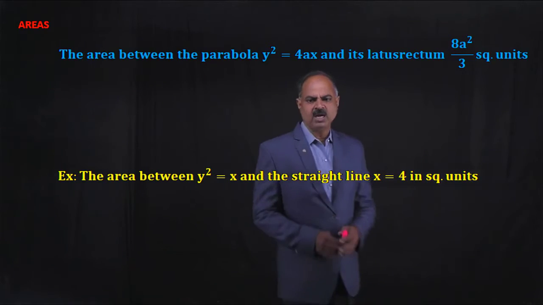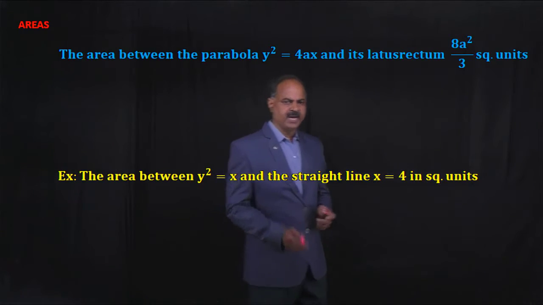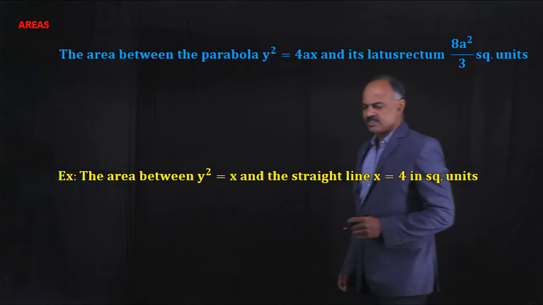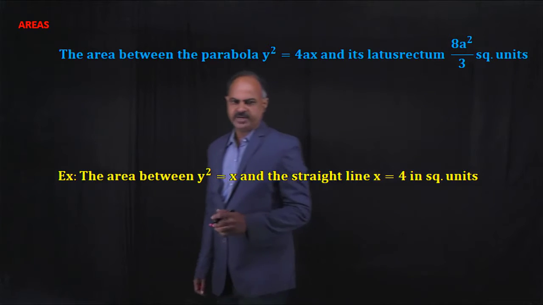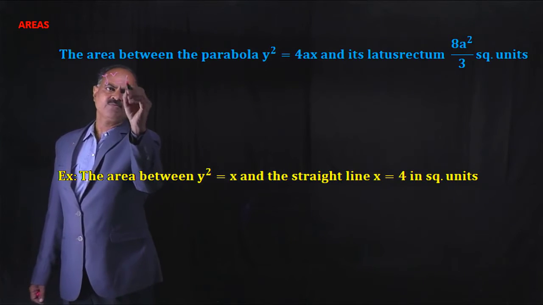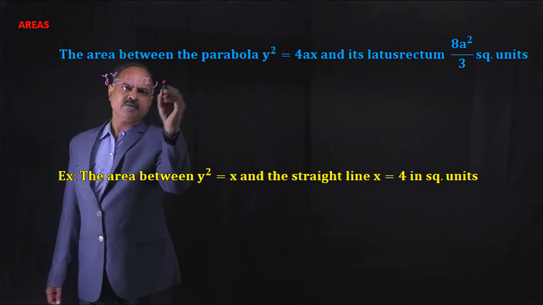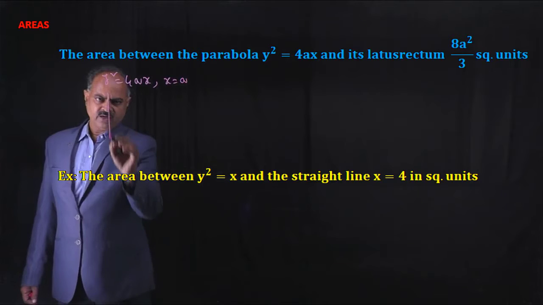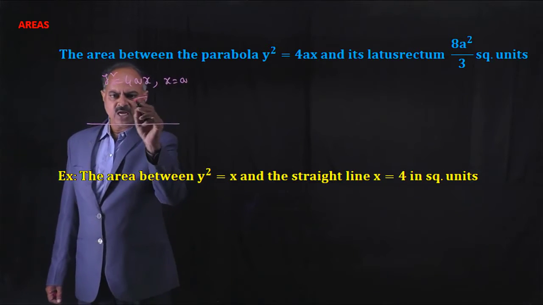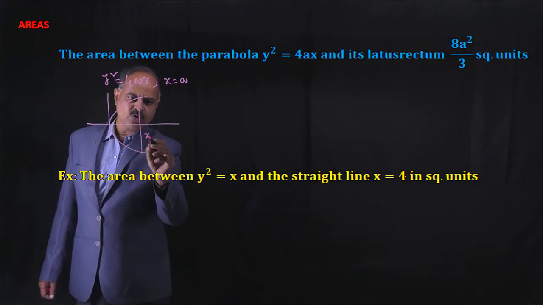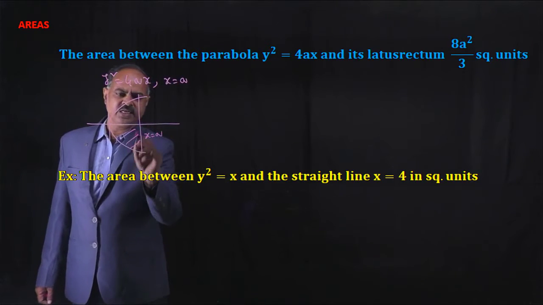Next formula: the area between the parabola y² = 4ax and its latus rectum is 8a²/3 square units. So here y² = 4ax, and the latus rectum is x = a. So here the parabola is y² = 4ax and its latus rectum is x = a. This is the required area.